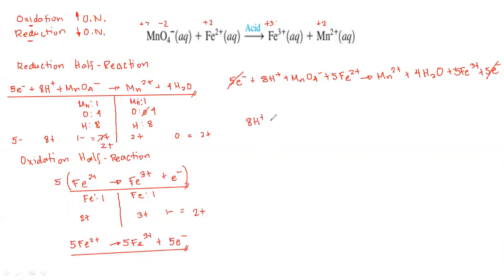8H plus manganese, oxygen 4 minus, plus 5 iron 2 plus, arrow manganese 2 plus 4 water plus 5 iron 3 plus. Okay, so last step, let's check all the elements and charges if they are balanced.